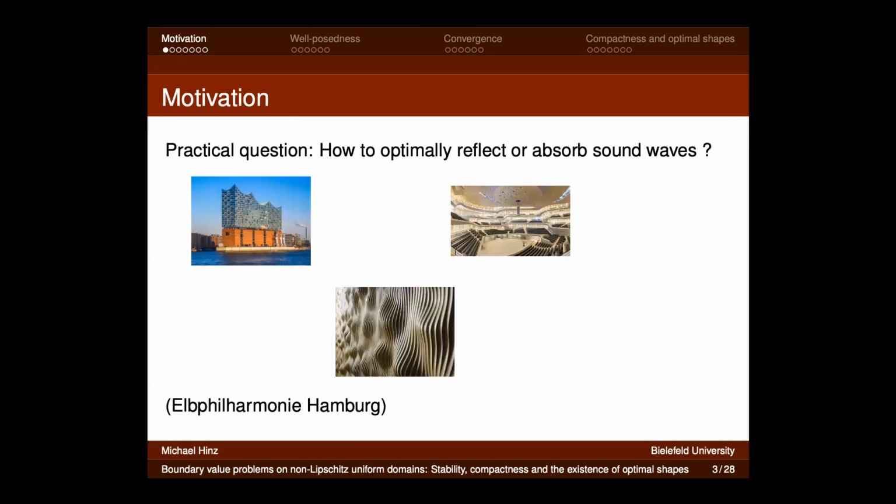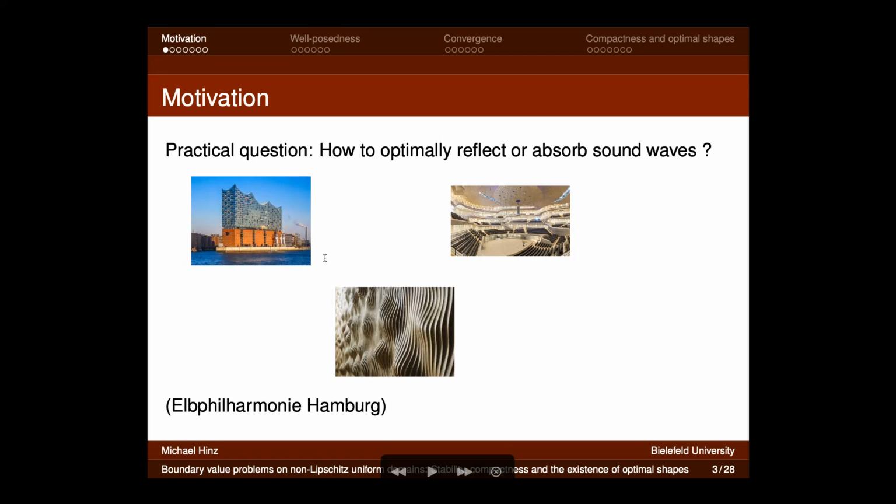So let's see. Okay, so first practical question, which is not exactly at the core of what I will be talking about today, but where the motivation comes from is acoustics. So one practical question is how to optimally reflect or absorb sound waves. And you see some picture here.